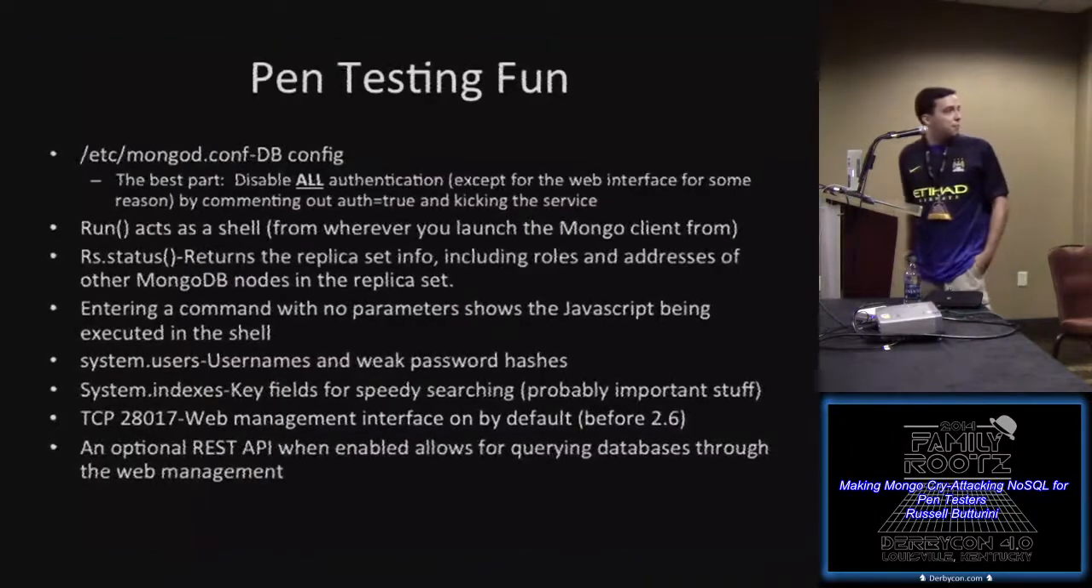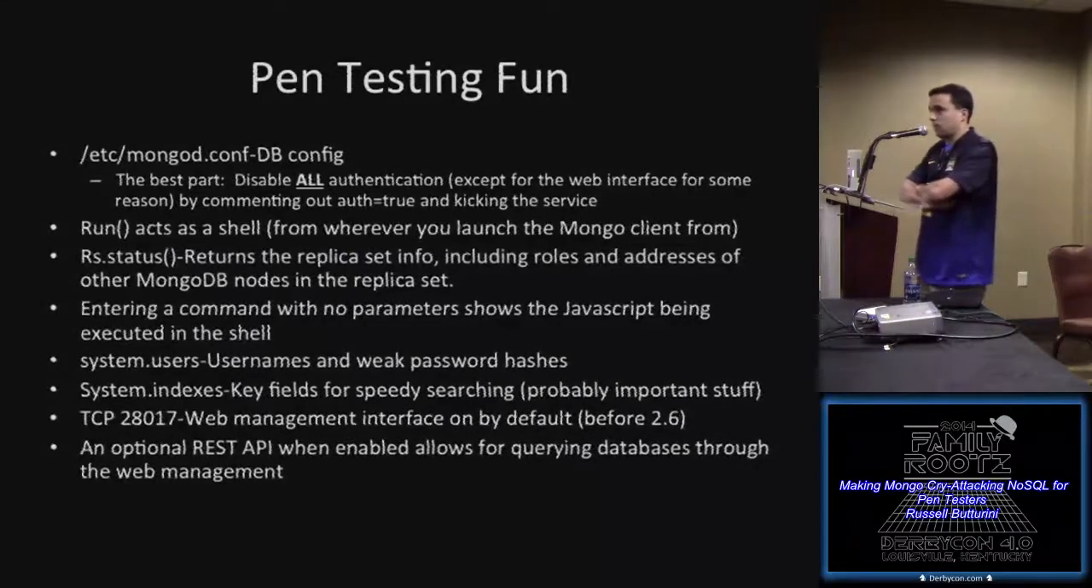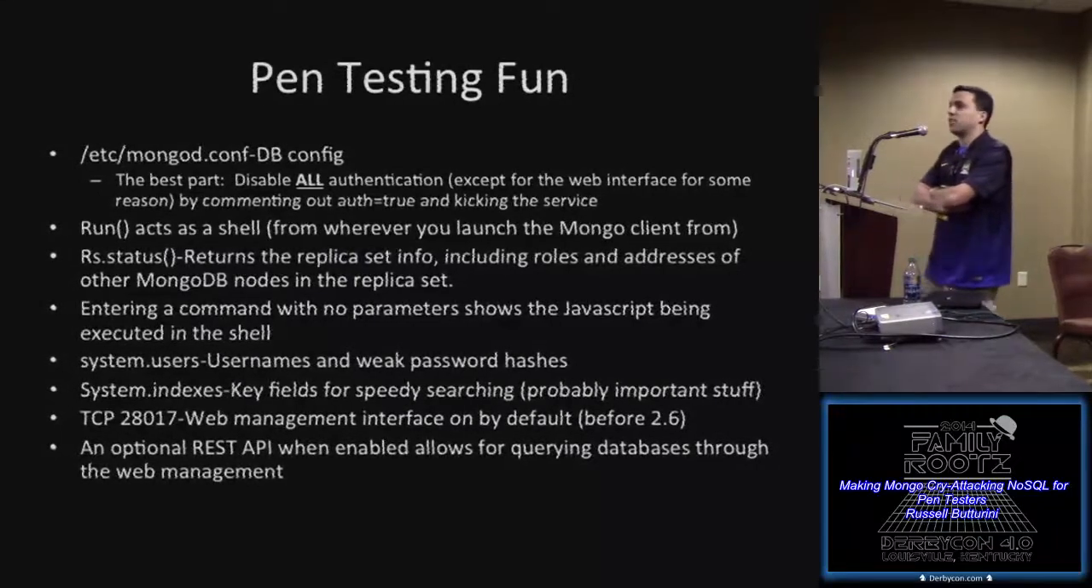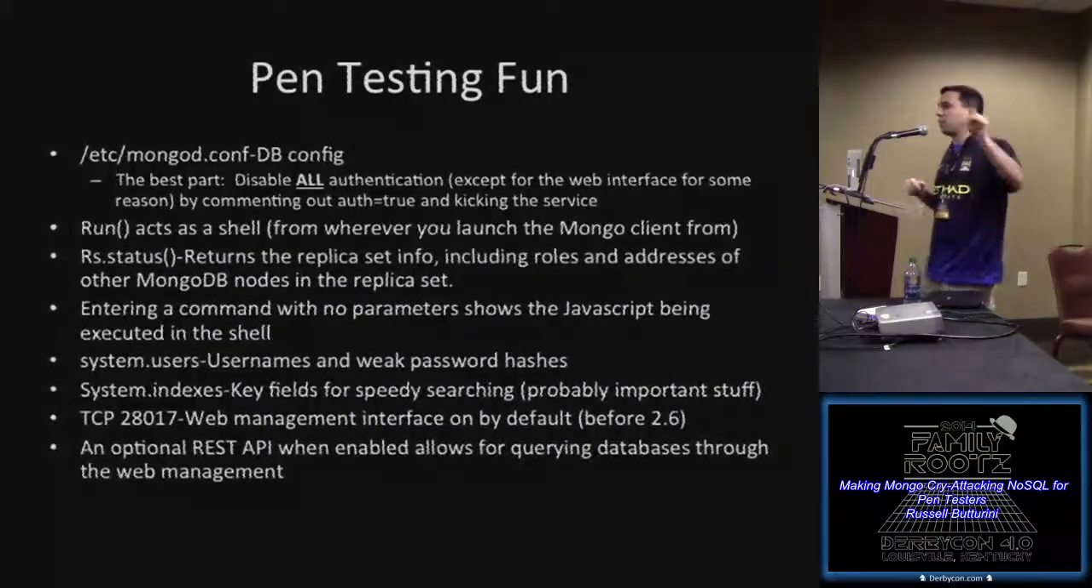System.users has the usernames and weak password hashes, and I've found a lot of places where there's no authentication turned on, but for some reason there's still username and password hashes in the application. It's in the documentation. The salt value is just Mongo. So they do the username, colon, Mongo, colon, and then the password, and they run it through one round of MD5.